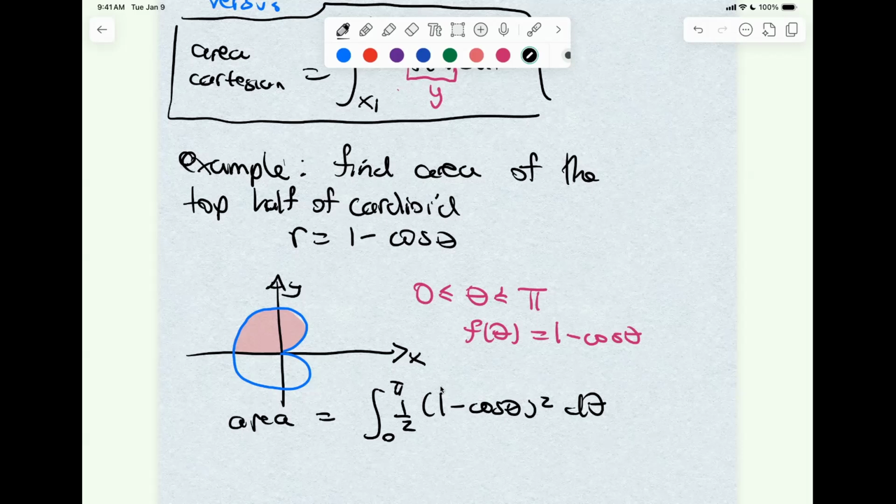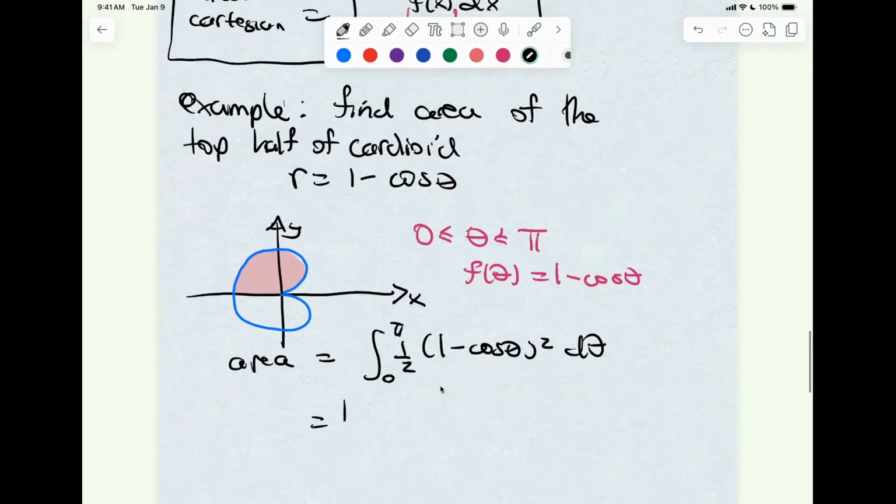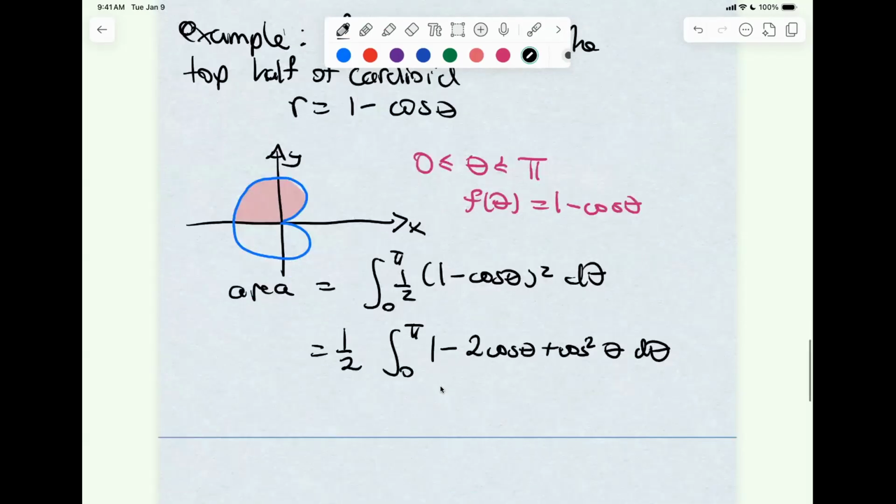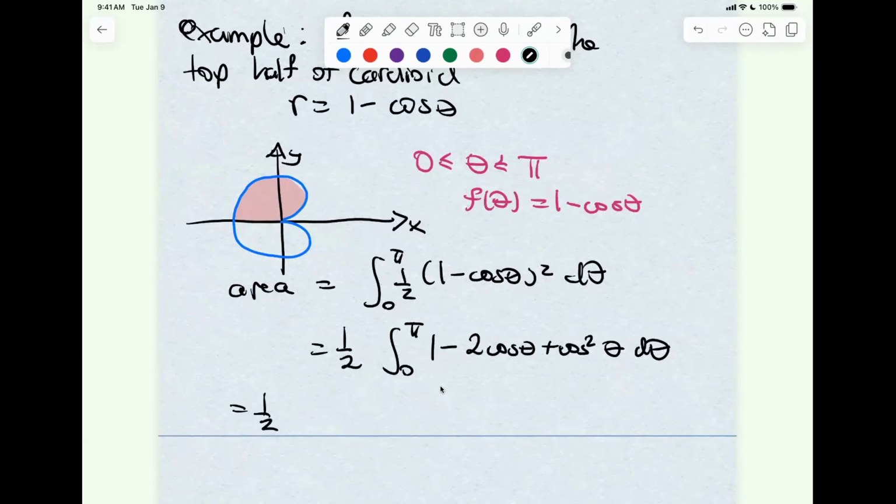And this is not too bad to integrate. We should be able to do it quickly. How do you integrate this? You can do the squares first. So this is 1 squared, which is 1 minus 2 cosine of theta plus cosine squared of theta, d theta. At least you should remember the formula for cosine squared in terms of cosine of 2 theta. So cosine squared of theta is 1 plus cosine of 2 theta over 2. I'll put that here.